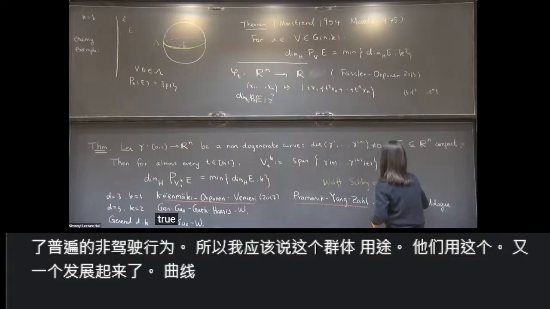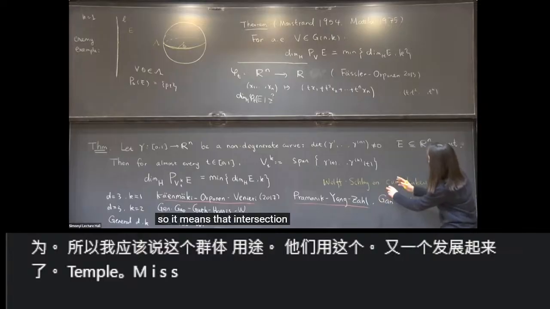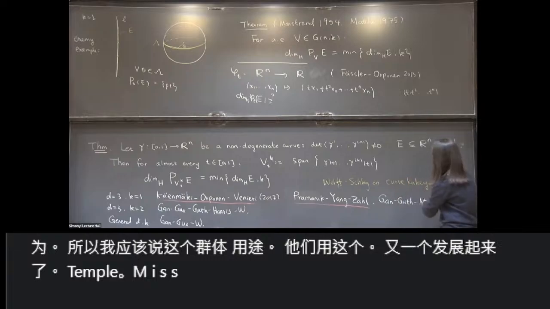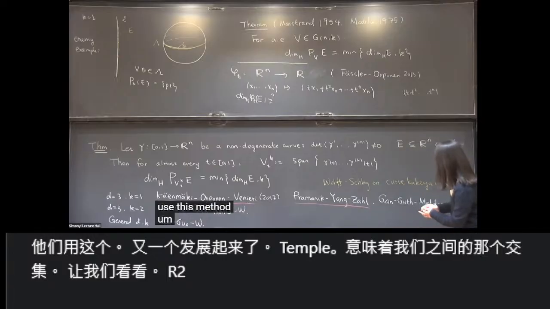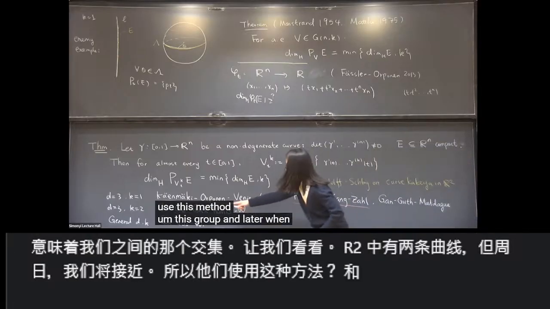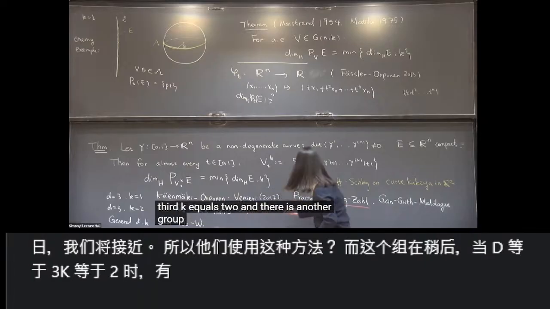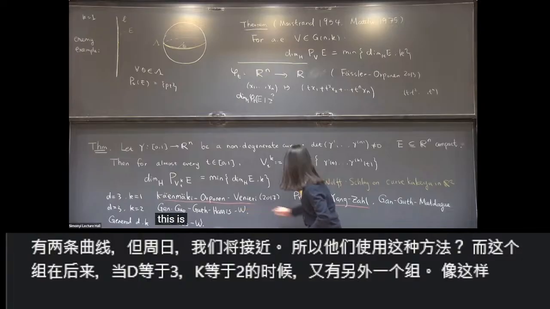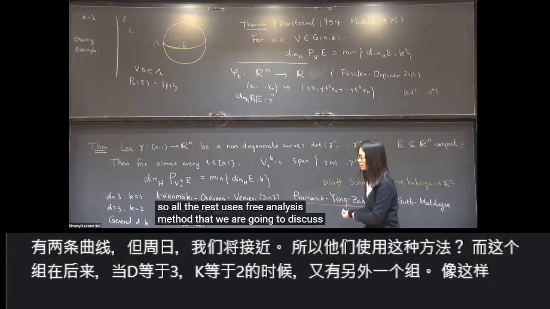Curve calculus. So it means the intersection of some C2 curves in R2, some neighborhoods of C2 curves. So they use this method, and later when D equals 3, K equals 2, there is another group. All the rest use a Fourier analysis method that we are going to discuss next.